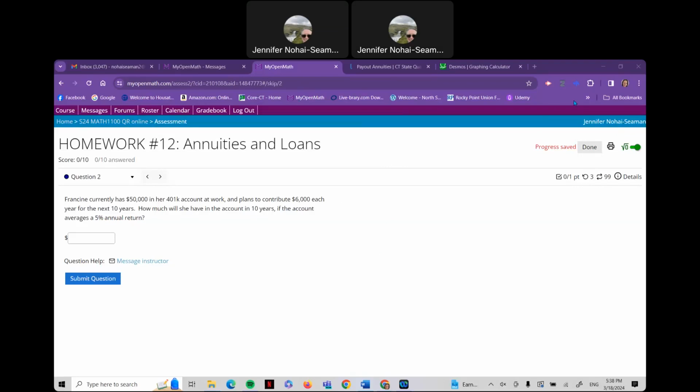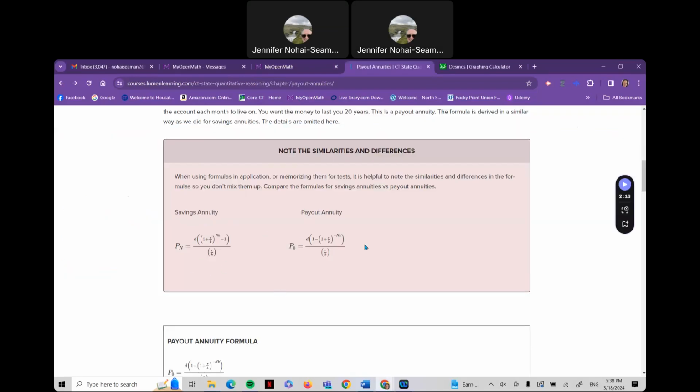Now, we can tell that this is a savings annuity, and it's not going to be paid out annually until she retires. So it's not going to be this formula here. We're going to deal directly with the savings annuity. Now, the difference between this savings annuity and other savings annuities is that she already has money saved, and that changes things up a little bit. But first, let's just compute the savings annuity as if she doesn't have any money saved.